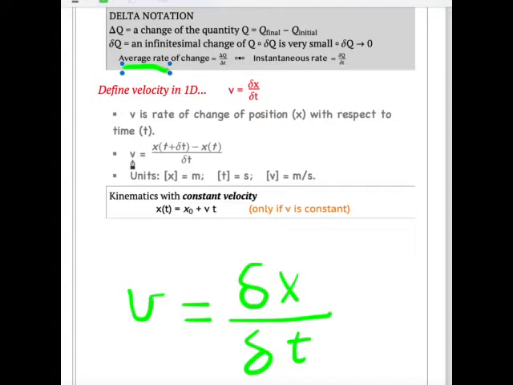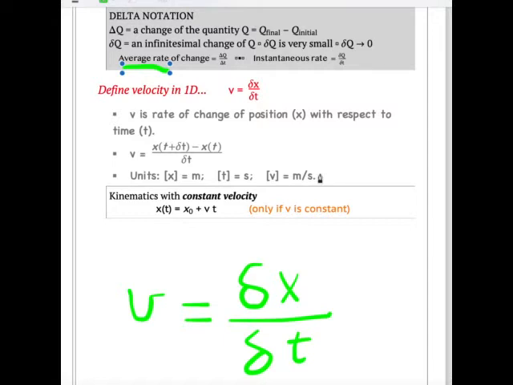Now, what are the units of velocity? Well, you see, we have here in the numerator meters and in the denominator seconds. So the ratio is meters per second. x is measured in meters, t is measured in seconds. So I have here meters divided by seconds, meters per second. So that'll be the standard unit for velocity.